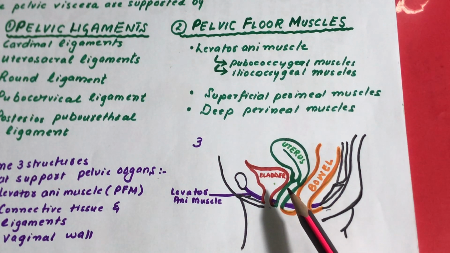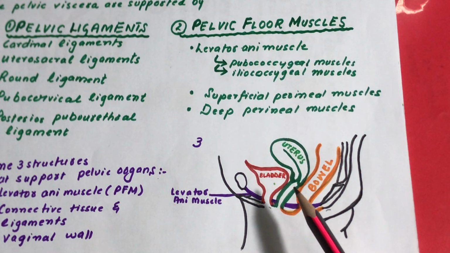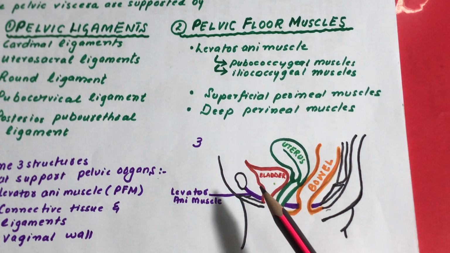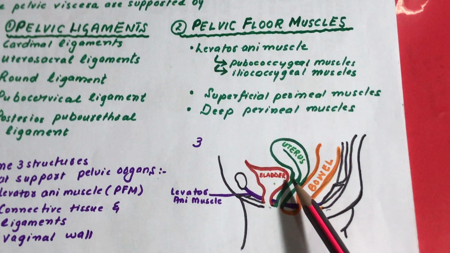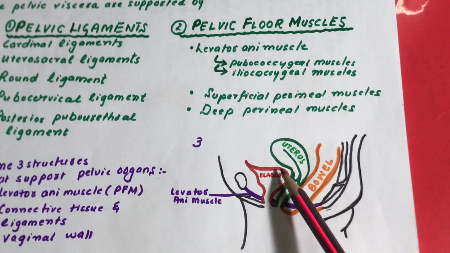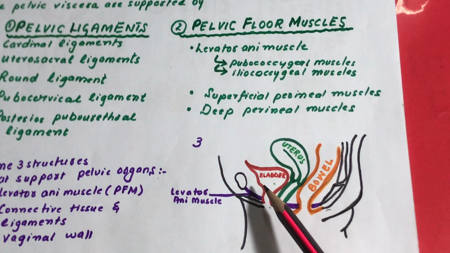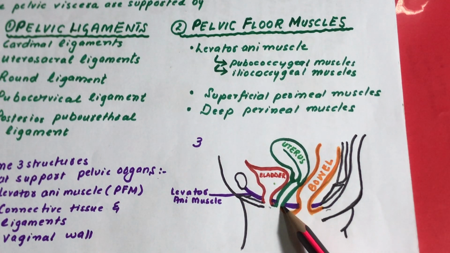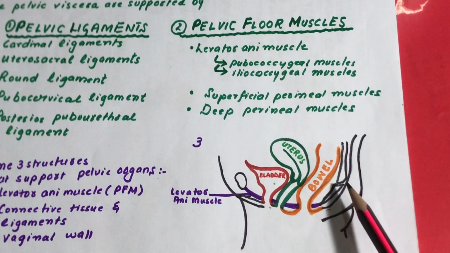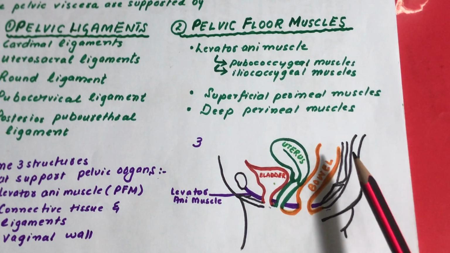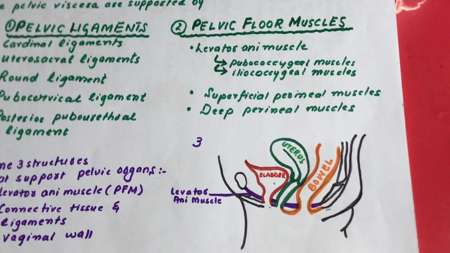Anterior to the anterior vaginal wall is the urinary bladder, its upper two-third, and the urethra. And posterior to the posterior vaginal wall is the rectum in its lower two-third, and the upper one-third is related to the pouch of Douglas. This is very important to understand.